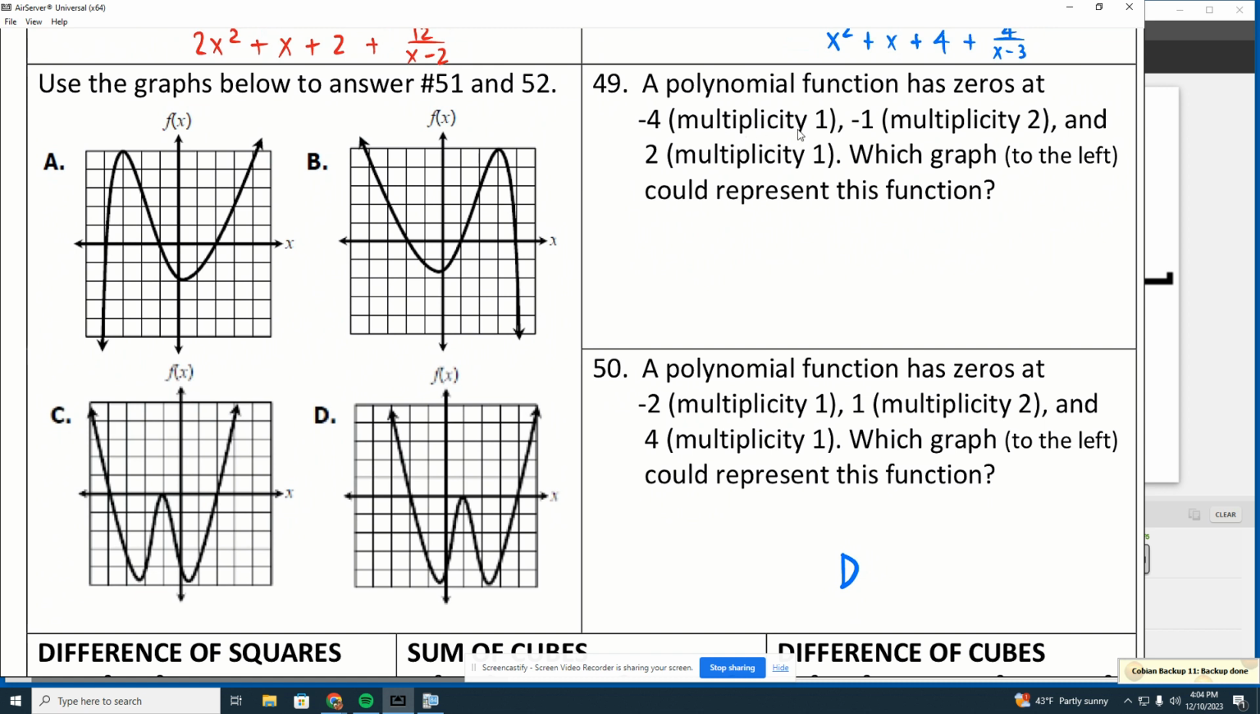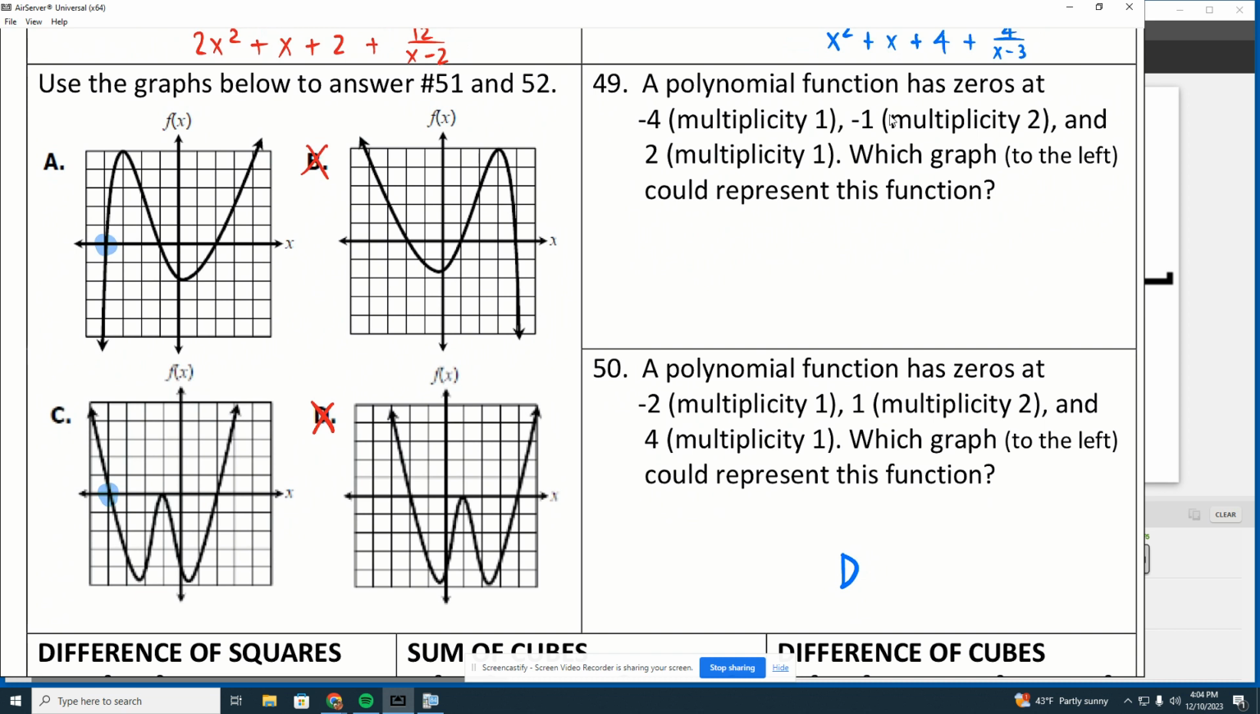So remember, if it has a multiplicity of 1, it should just be crossing straight through negative 4. So look at the ones that are crossing straight through negative 4. That one's crossing straight through negative 4. This one's not even touching negative 4. There's no way it's that one. We can mark that one out. Is this one crossing negative 4? Sure is. Is this one crossing negative 4? Definitely not. So we've eliminated 2 with that very first 0.